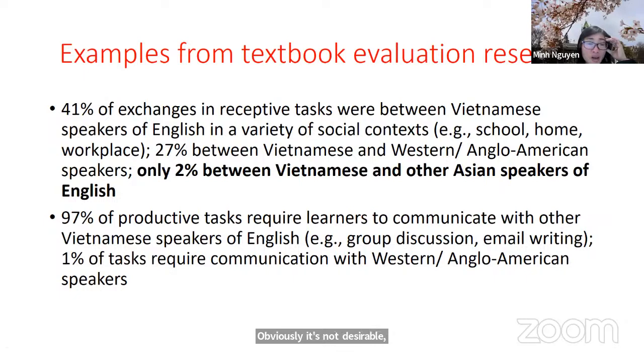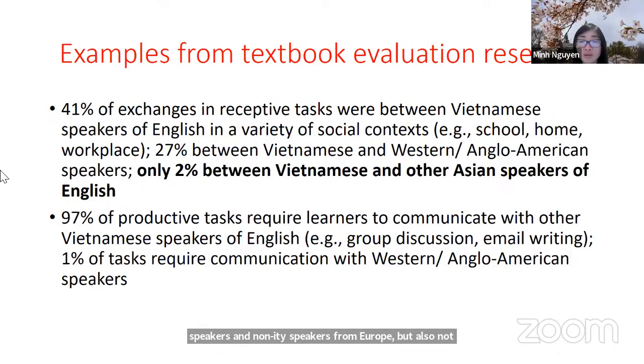And so there needs to be a more balanced representation of English users from varied national, linguistic, and cultural backgrounds. Especially the neglect of Asian English speakers in the books can be very worrisome, as I said before, and may reinforce the misperception that international English users come only from Anglophone countries or European countries, which is not true. So this is something that I'd like you to consider when you design your own materials. Think about the sources of materials that you want to use, the target interlocutors that you want to portray in the books, so that you can prepare your students to communicate with not only native speakers and non-native speakers from Europe, but also non-native speakers from other Asian countries as well. Okay, think about that.